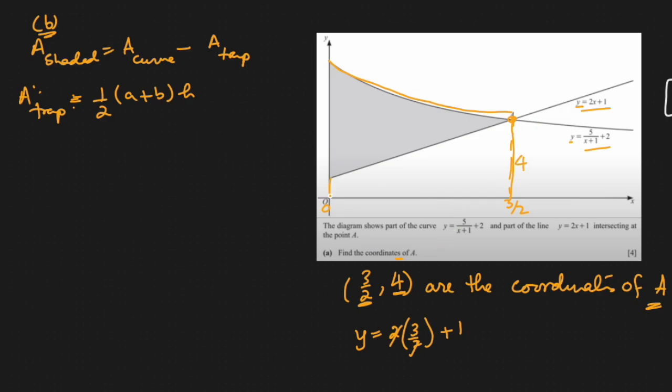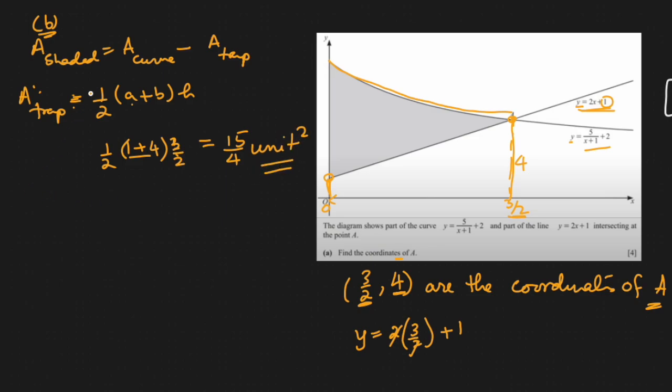We do not know this, right? But what we know is that this is the y-intercept of the line. What is the y-intercept of this line? 1. So that means this A is 1, B is 4, half in front, and the height. What is the height between these two parallel lines? 3 over 2. So it becomes 5 times 3, 15 over 4. This is the area of the trapezoid.